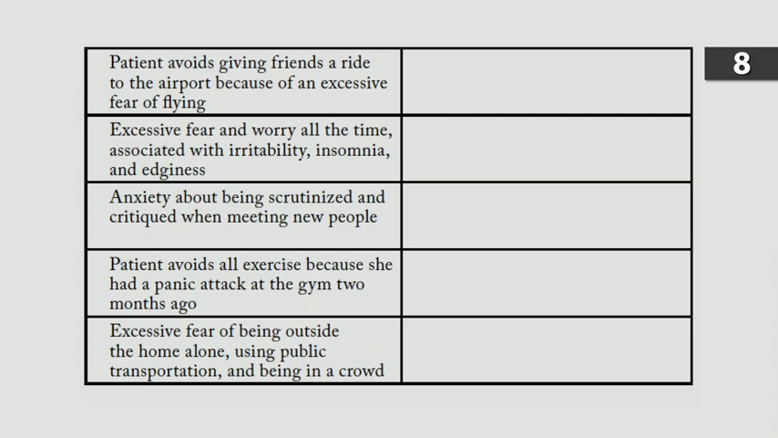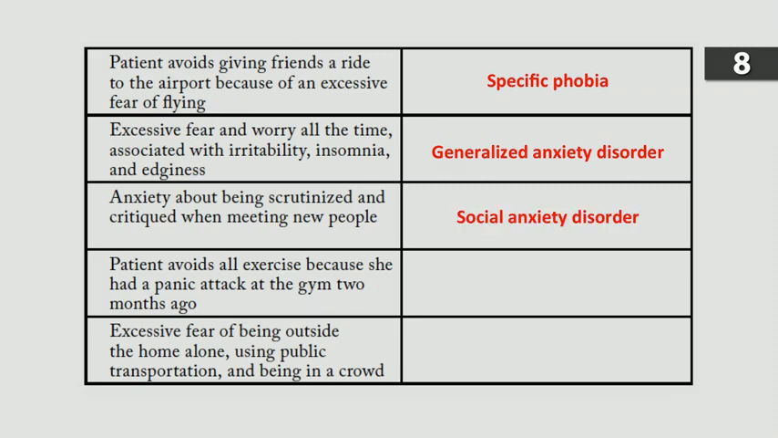So the patient who avoids the airport because of an excessive fear of flying, that's going to be a specific phobia. Excessive fear and worry all the time associated with irritability, insomnia, and edginess, that's generalized anxiety disorder. Anxiety about being scrutinized and critiqued when meeting new people would be social anxiety disorder. The patient who avoids all exercise because she had a panic attack at the gym 2 months ago, that's panic disorder. Remember, any anxiety disorder can cause panic attacks, but it's only panic disorder if it causes worry about future panic attacks or maladaptive behavior to avoid future panic attacks.